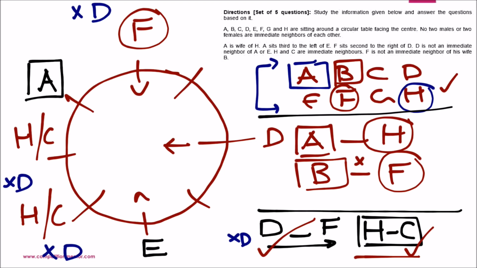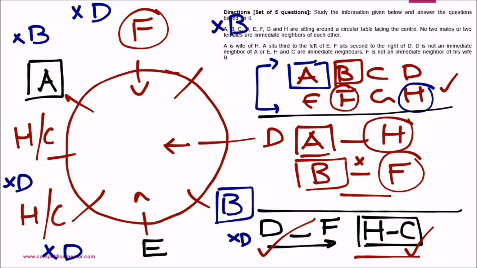Which information is left is F and B cannot sit together. So if F is already here, B cannot sit here, right? Or maybe here. Obviously A is sitting, so no chance of putting it here. So for B, only this position is left, right? Only this position is left, and she's a female. Now we can go back to, this is also taken care of. All other things are taken care of.